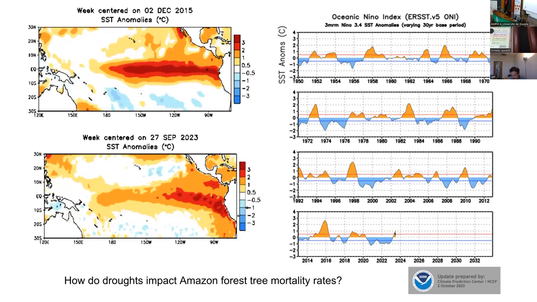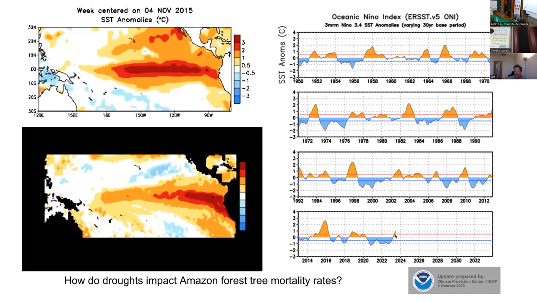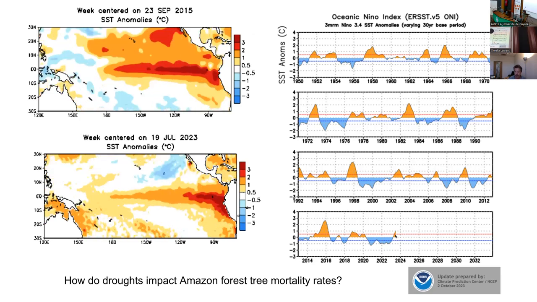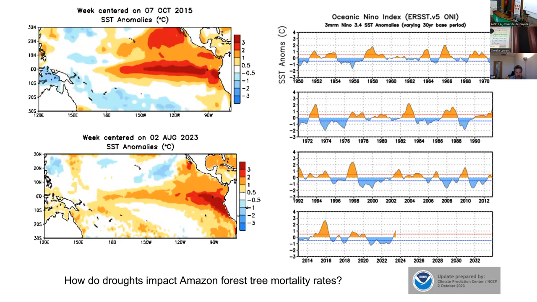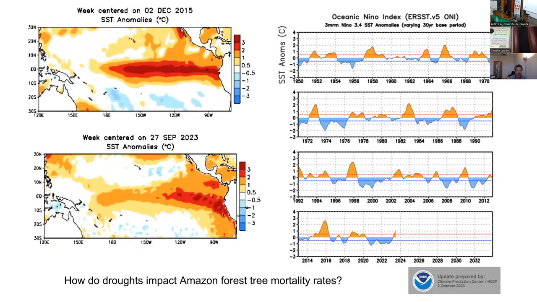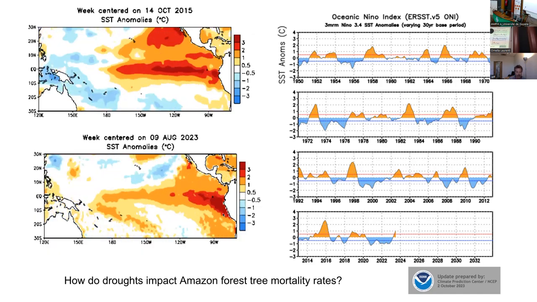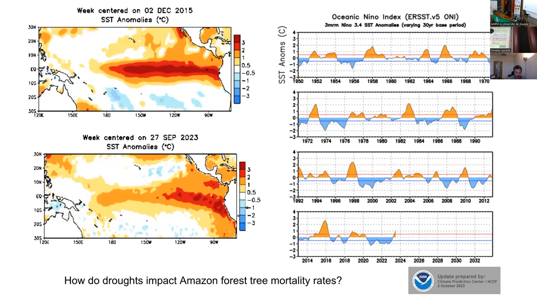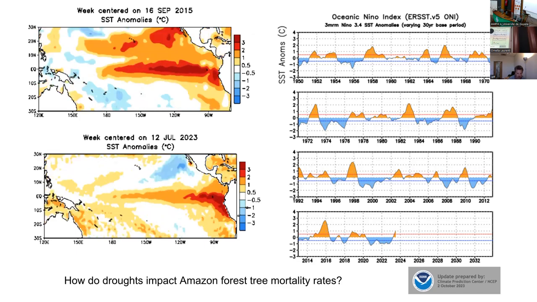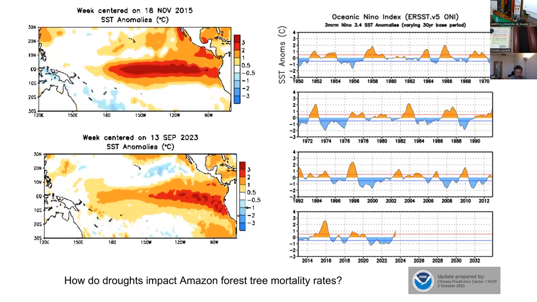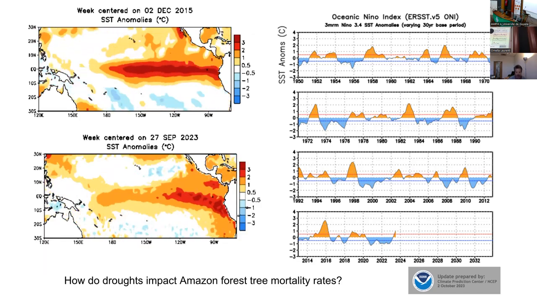And as you can see right now, we're moving into another ENSO period. And it has been incredibly dry in the Amazon. And this lower panel here shows this emerging El Nino event that is causing, as I mentioned, another intense drought in the Amazon. So how do these intense droughts affect tree mortality rates in the Amazon?